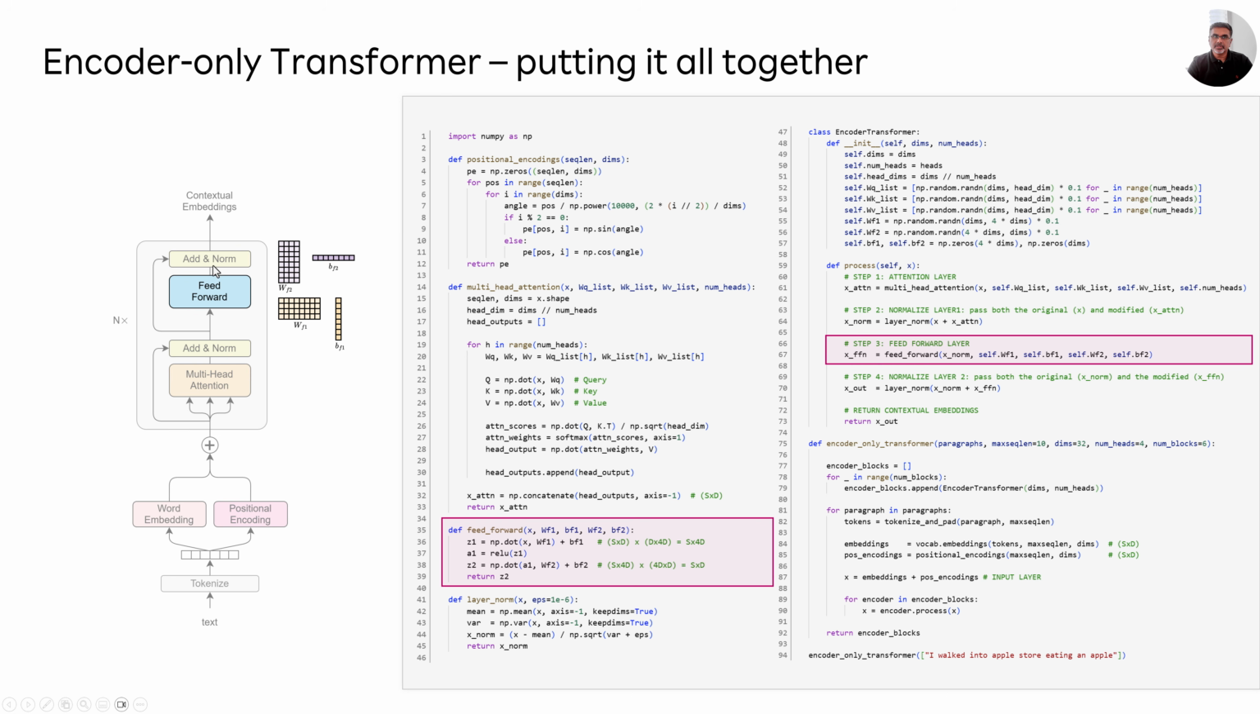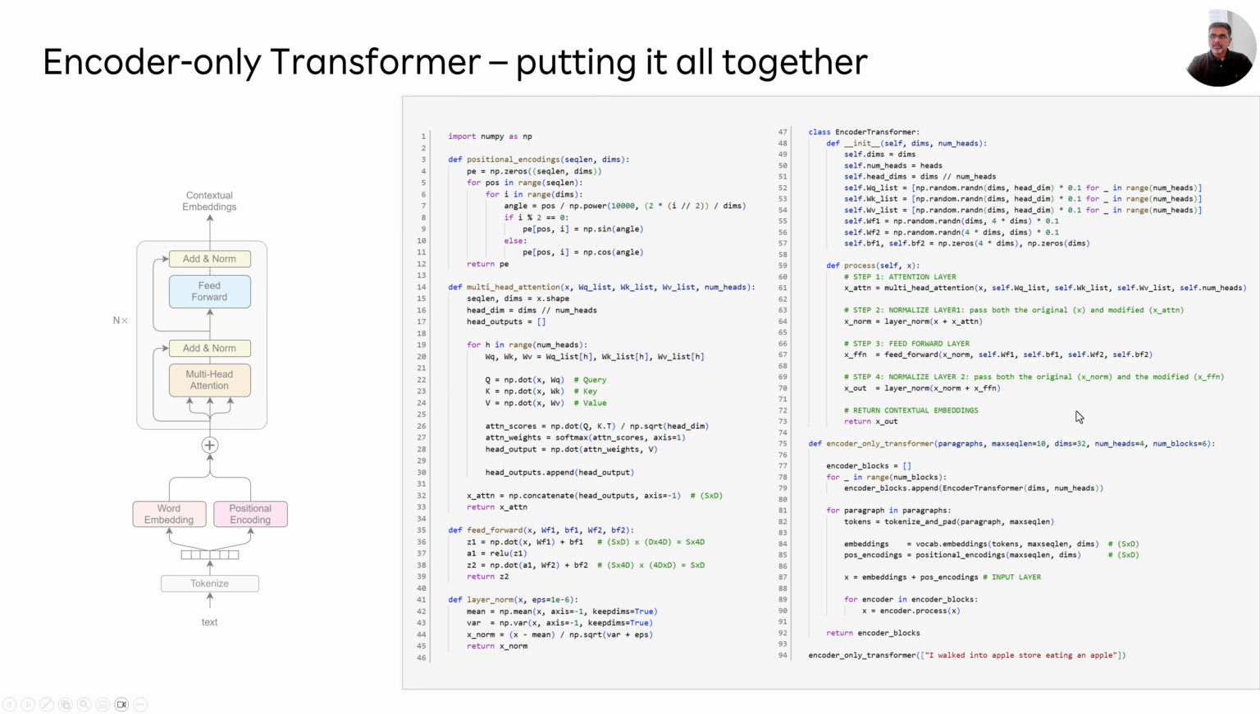Now you pass that through the add and norm again. There's a residual connection also here. So what came out here is X norm. What came out here is XFFN. You add that together, that's a residual connection, and you pass that through layer normalization again, and you get X out. Now you pass that out, and that becomes your context aware embedding matrix for this sentence.